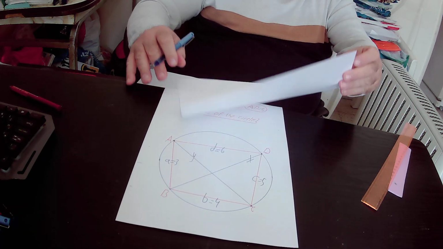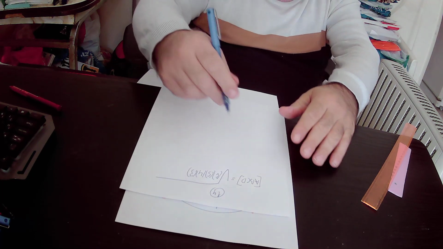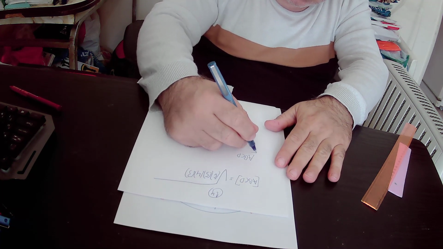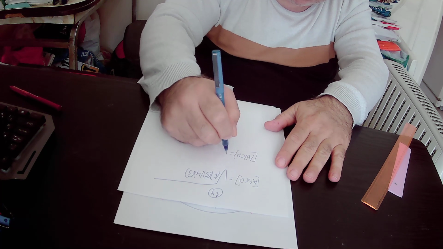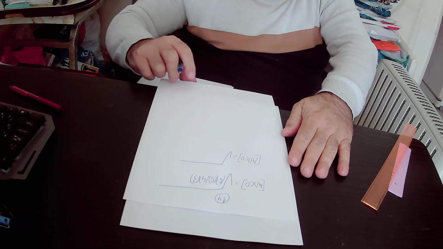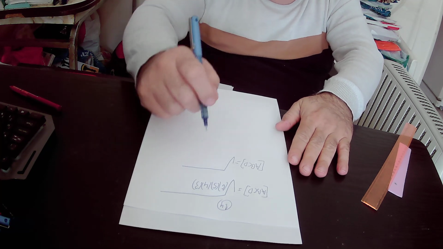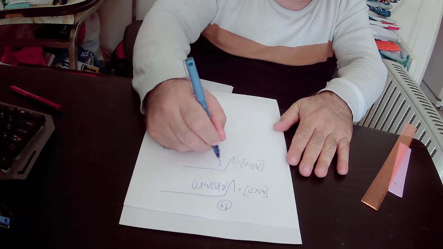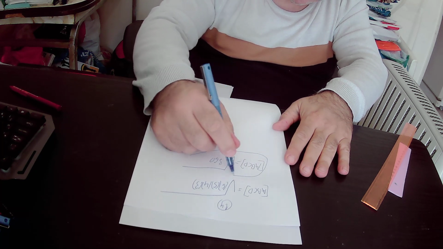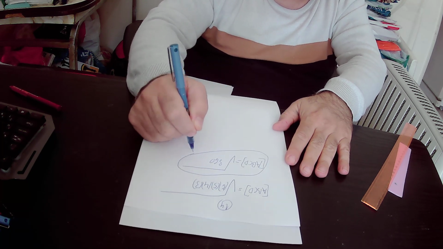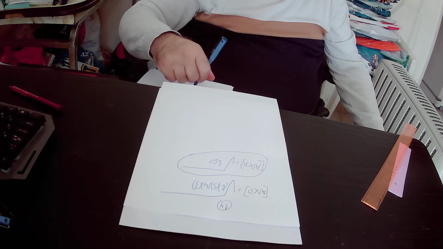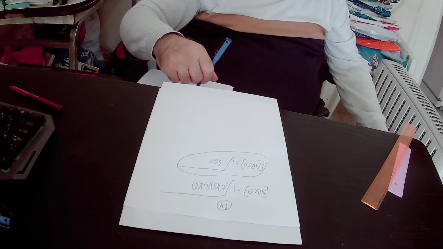So the area of quadrilateral ABCD equals the root of 6 times 5 is 30, 30 times 4 is 120, and 120 times 3 is 360. So we found out that the area of quadrilateral ABCD equals the root of 360 square units.